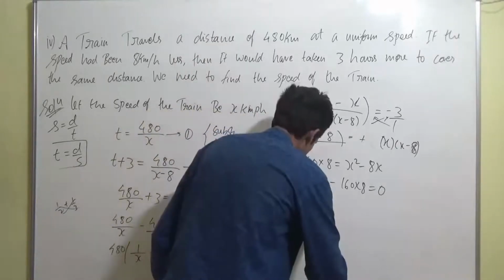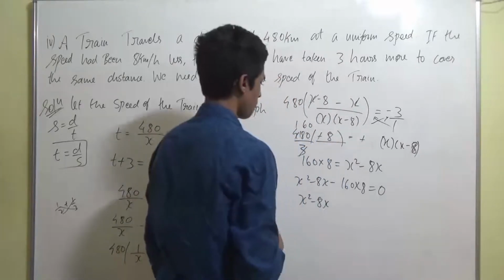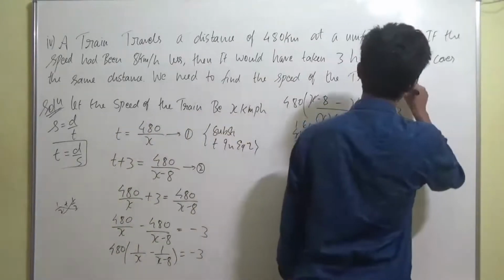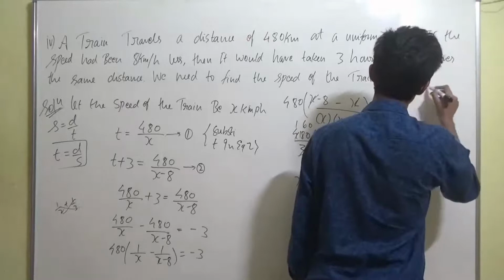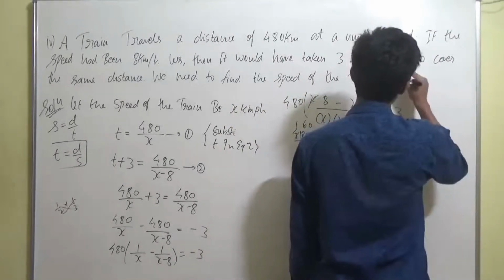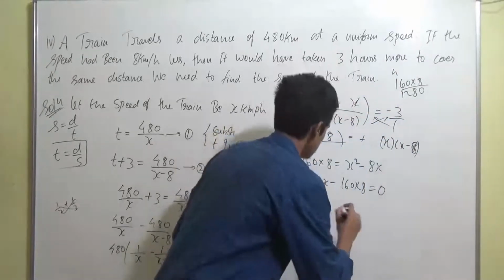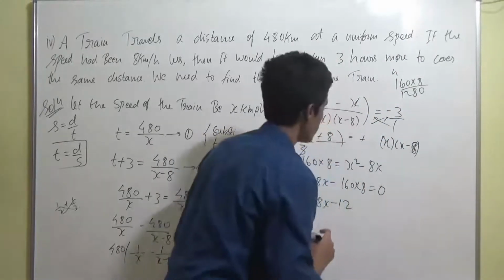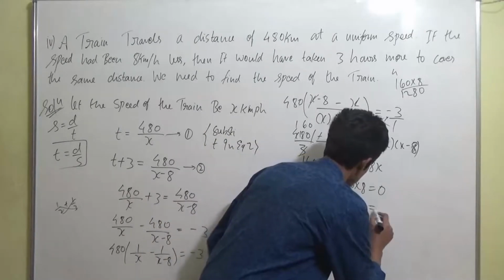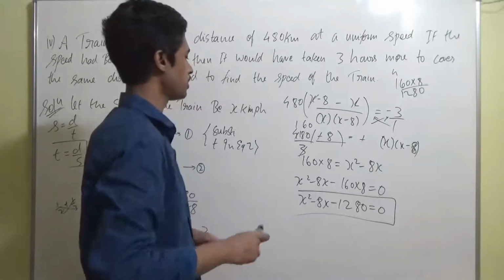This becomes x square minus 8x. Okay, what is 160 into 8? 1280. So x square minus 8x minus 1280 equal to 0. So this is the final equation.